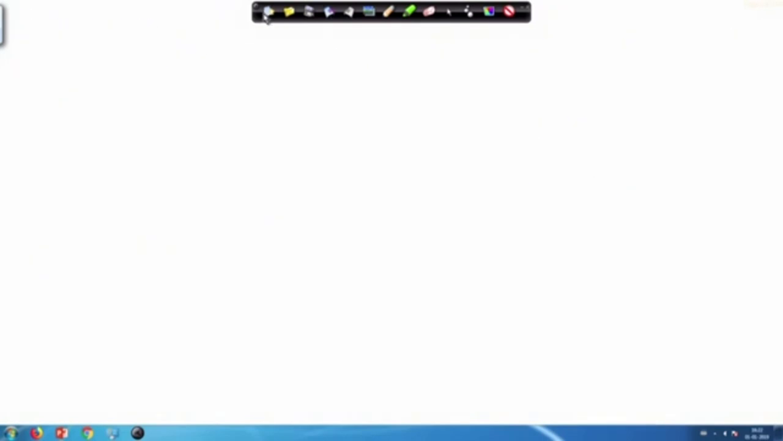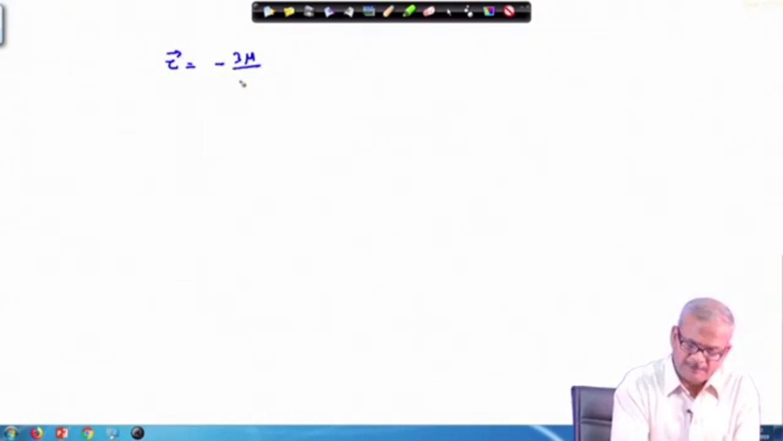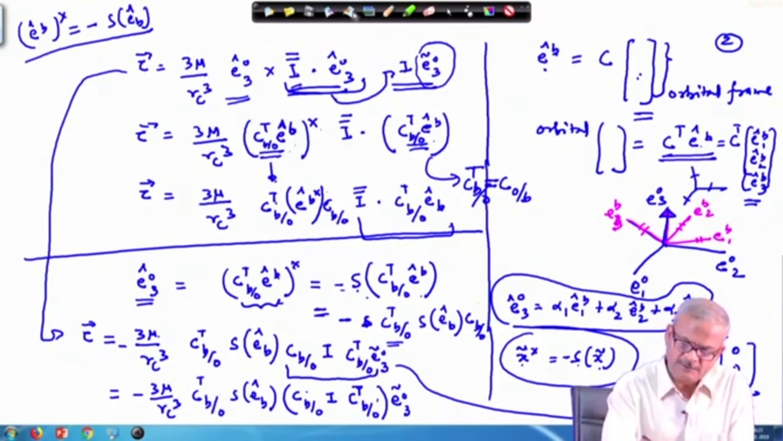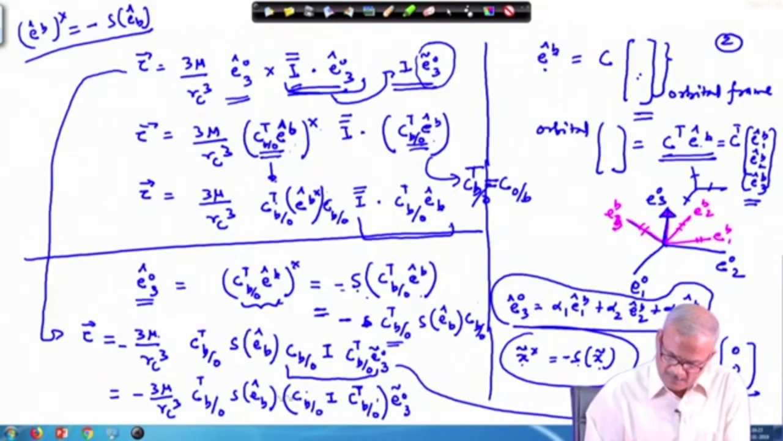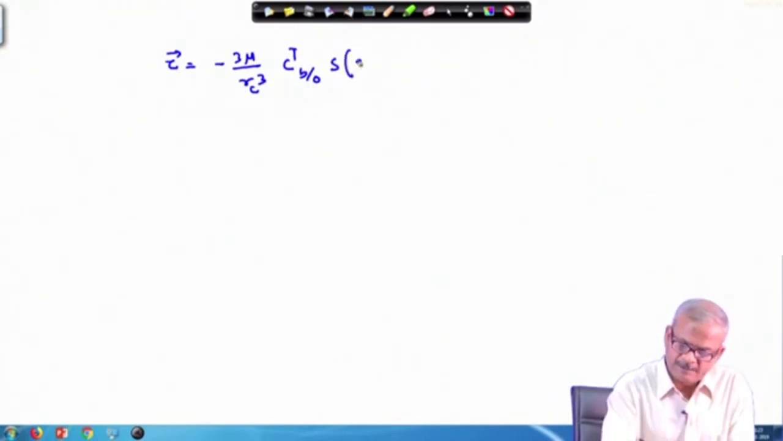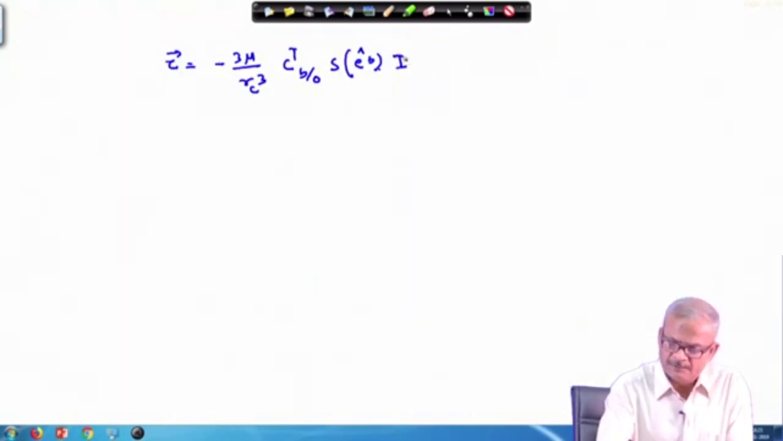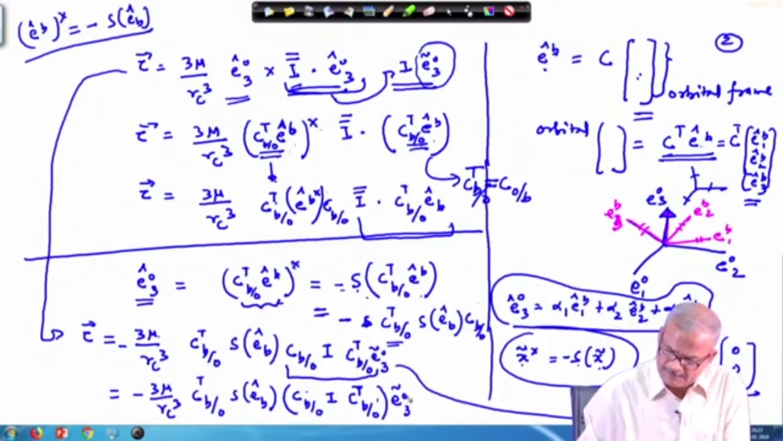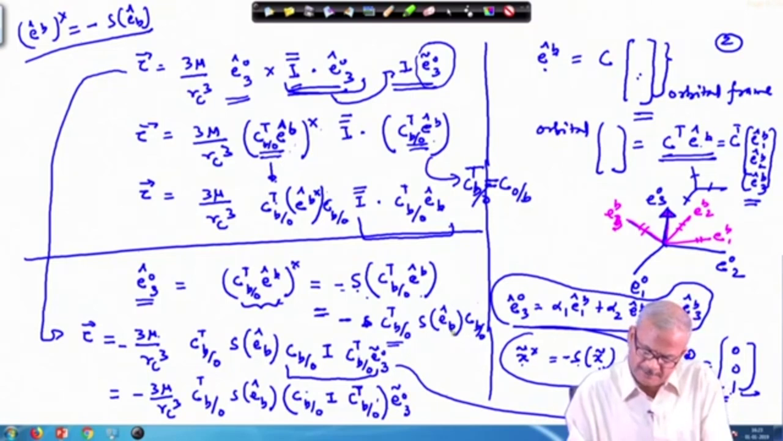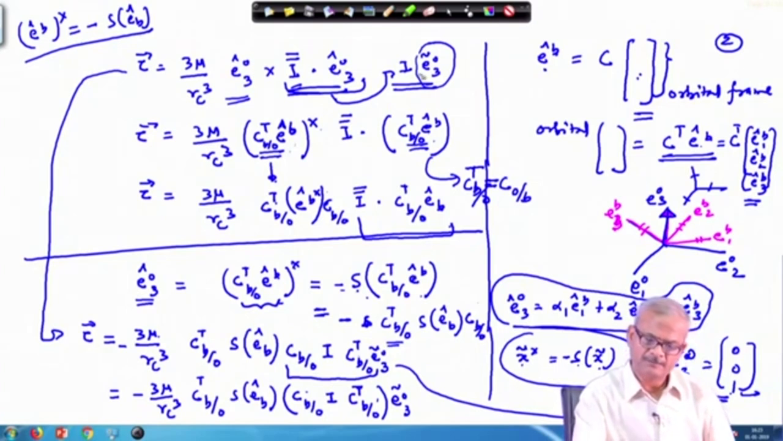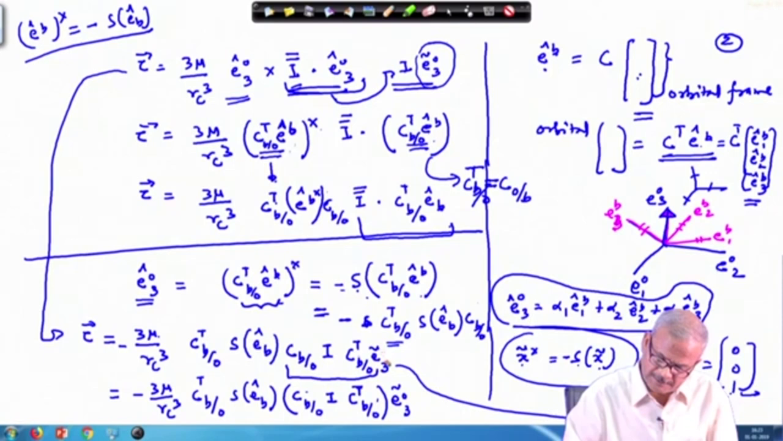So, let us move to the next page. This tau then gets reduced to minus 3 mu divided by R C cube and then C transpose B slash O, and then we have this skew symmetric matrix S times E cap B, and then this quantity, which is nothing but the inertia matrix expressed in the body frame. So, maybe I will put a prime here to indicate this is in the body frame. And thereafter we have E tilde O 3, sorry, this is O, we have already converted this. Somewhere we have missed this part. This part we need to correct here. This is E tilde B or E cap B, whatever notation we use.